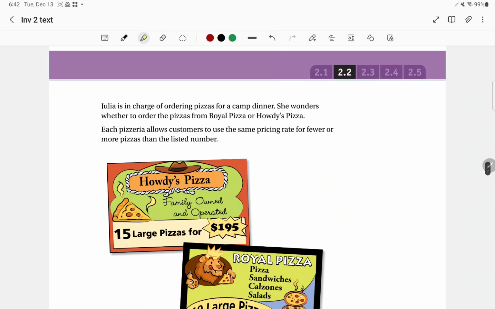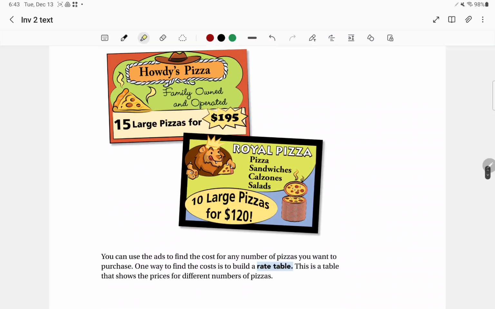Let's look at today's problem or story. It says Julia is in charge of ordering pizzas for a camp dinner. She wonders whether to order the pizzas from Royal Pizza or Howdy's Pizza. Each pizzeria allows customers to use the same pricing rate for fewer or more pizzas than the listed number. So go ahead and take a look at these and understand the 2 different pricing cost structures.